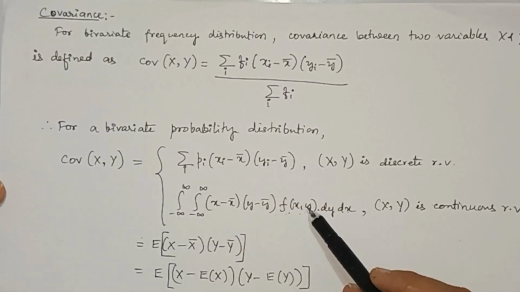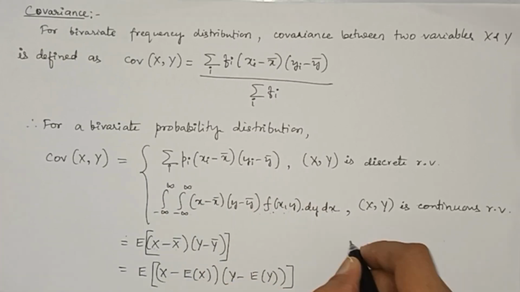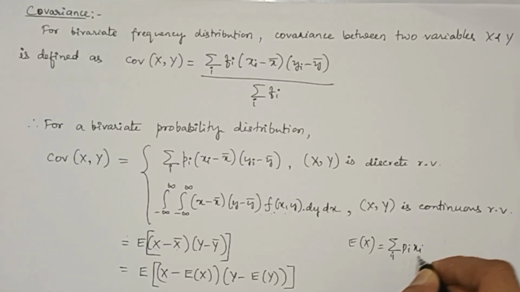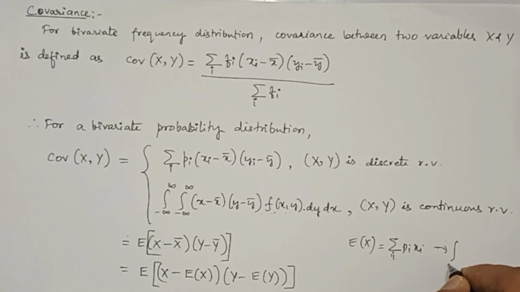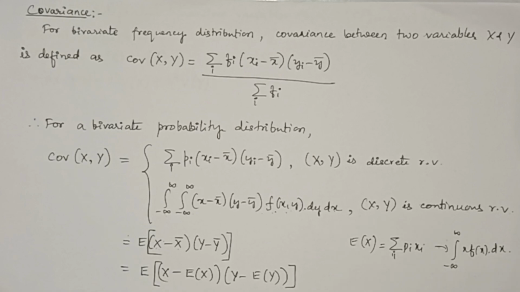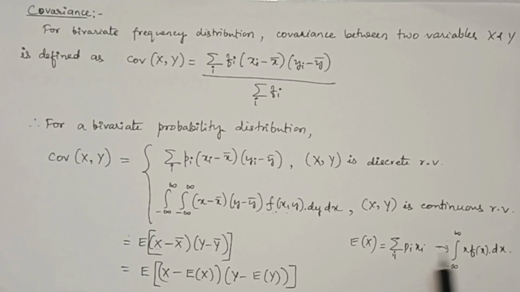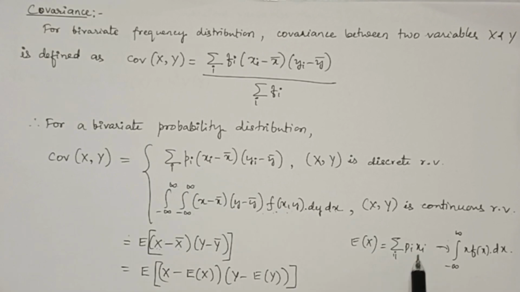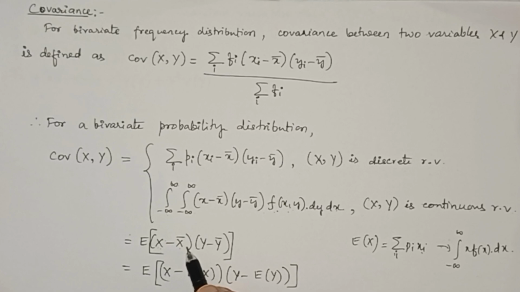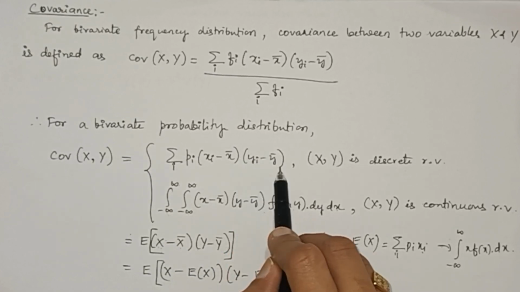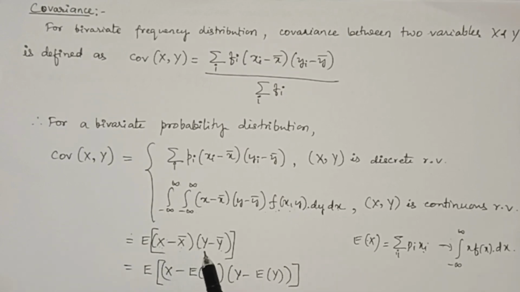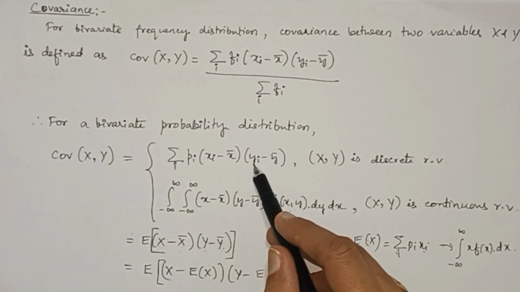Now I have to write this covariance in terms of expectation. We have E of x equal to summation of pi into xi in the discrete case, and in the continuous case it is the integral from minus infinity to infinity of x into f of x into dx. So this is the definition of expectation. Now here in this case, xi is replaced by xi minus x bar. Therefore, in the definition it becomes x minus x bar into one more term as a product, y minus y bar. So E of (x minus x bar) into (y minus y bar) as per the definition.